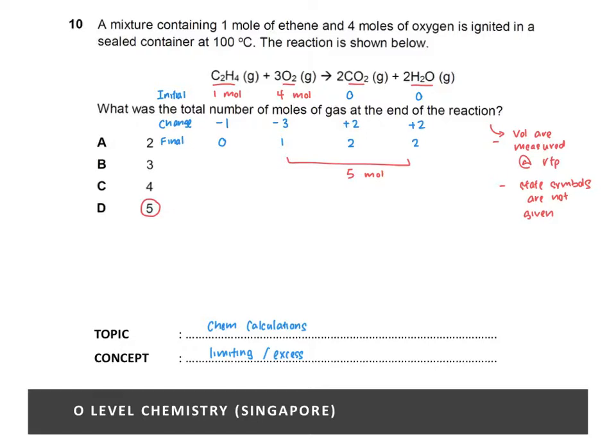Meaning in such a situation, where volumes are measured at room temperature and pressure, the total number of moles of gases remaining will be only that of oxygen and carbon dioxide. So 1 plus 2, which is equal to 3.